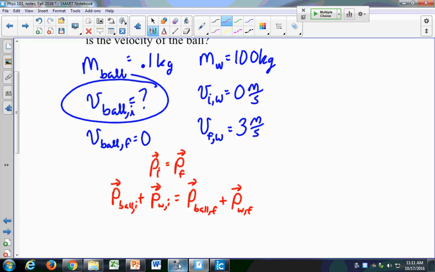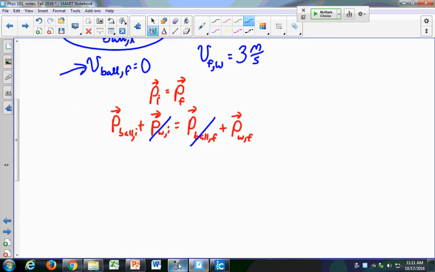All right, so for our initial momentum, our system consists of the ball and White Goodman. Initially, which one is 0, the ball or White Goodman? White Goodman, so we can get rid of that one. And in the final state, the ball or White Goodman? The ball, which comes to a velocity equal to 0. So the final velocity of the ball is 0, so that final momentum goes away. So we can say that the mass of the ball times the initial velocity of the ball is equal to the mass of White Goodman times the final velocity of White Goodman.